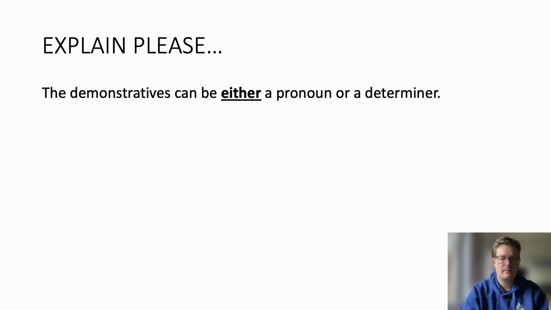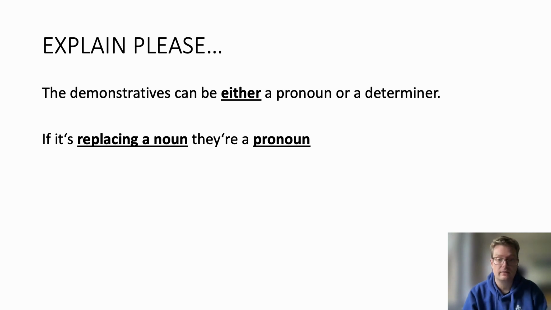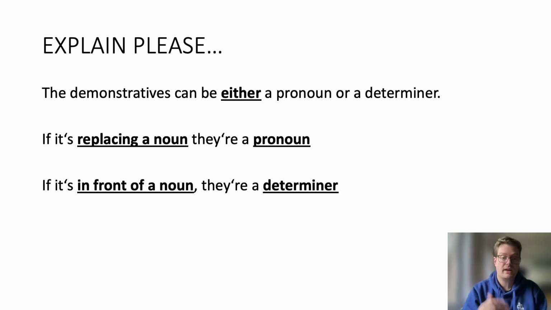All right, I'll give you some examples here. These four, this, that, these, those, they do both jobs. This one here, that one over there, these here, those over there. They can do both jobs. If they're replacing a noun, they're a pronoun. But if they're in front of a noun, they're a determiner.